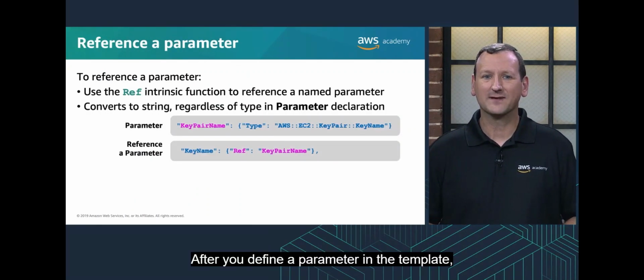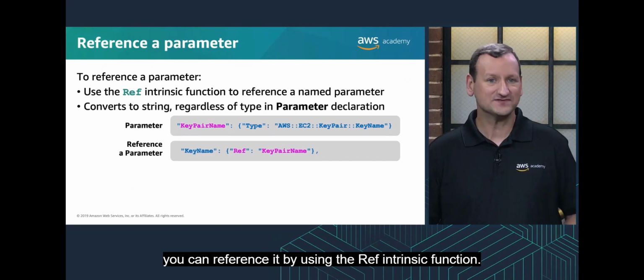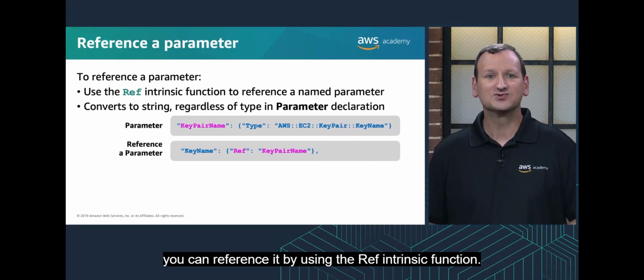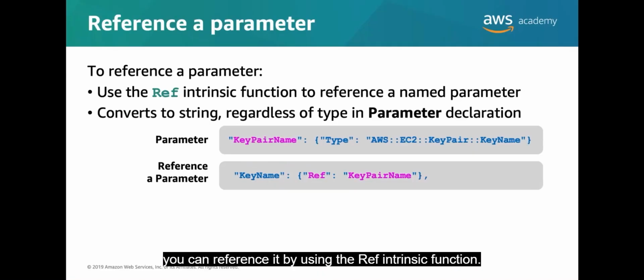After you define a parameter in the template, you can reference it by using the Ref intrinsic function. When you use Ref, AWS CloudFormation uses the parameter's value to provision the stack. You can reference parameters from the resources and outputs section of the same template.